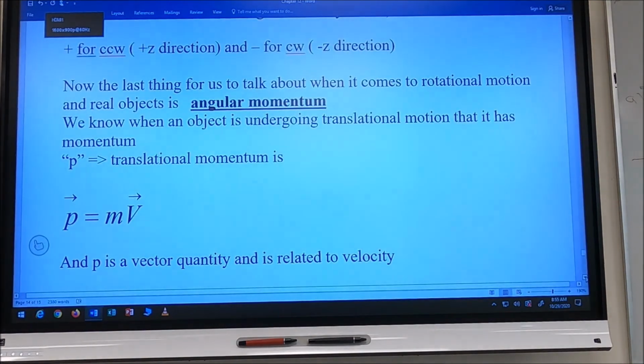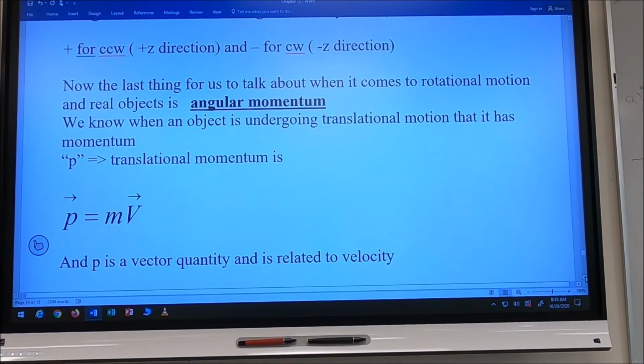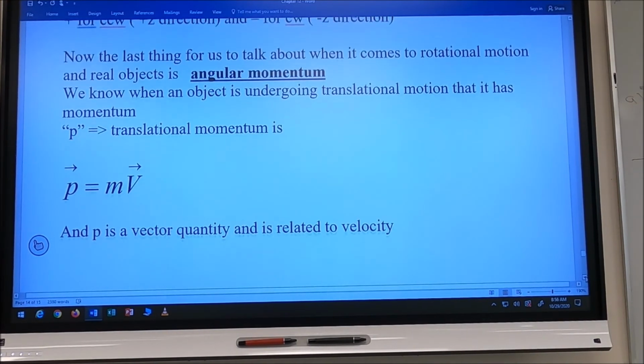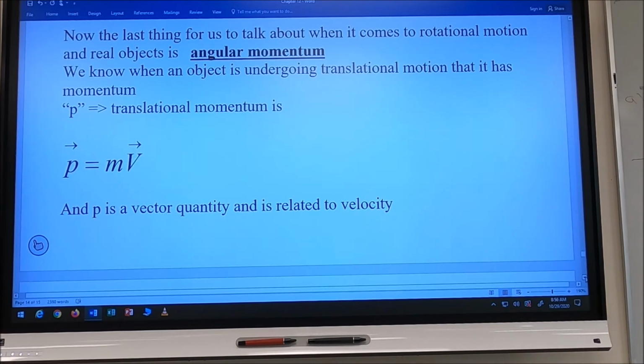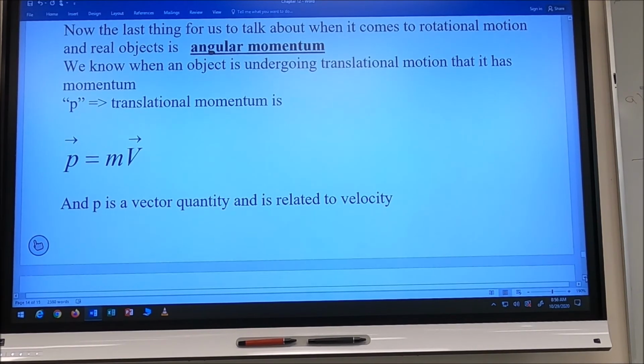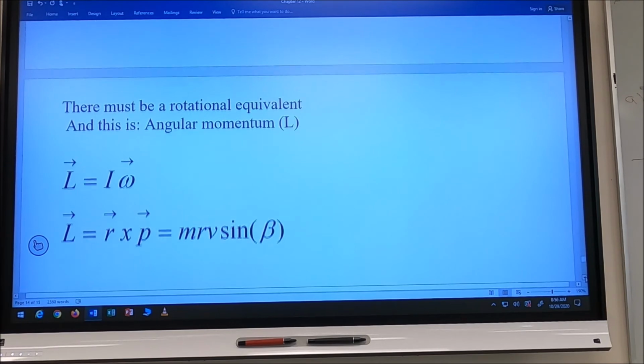All right, now, angular momentum. Remember we talked about earlier, linear momentum or translational momentum is the mass times the velocity. P, the momentum, is m times v. Momentum is a vector quantity, and momentum is related to both mass and velocity. Remember, it's how Newton really worked out things initially, and we've modified it with time.